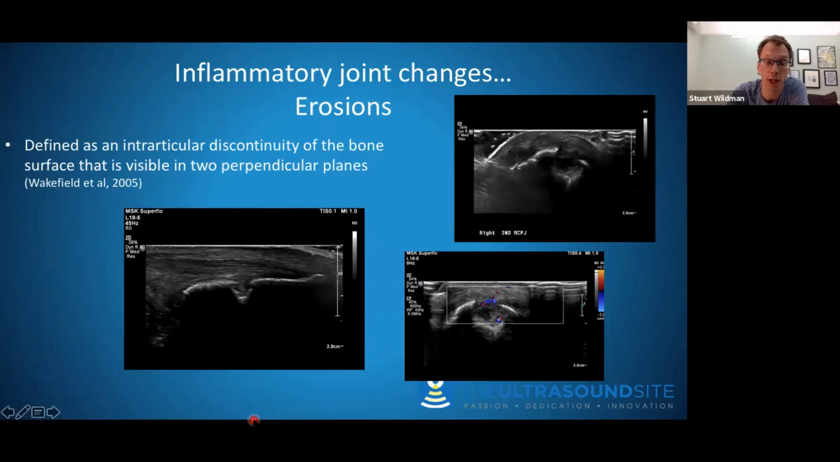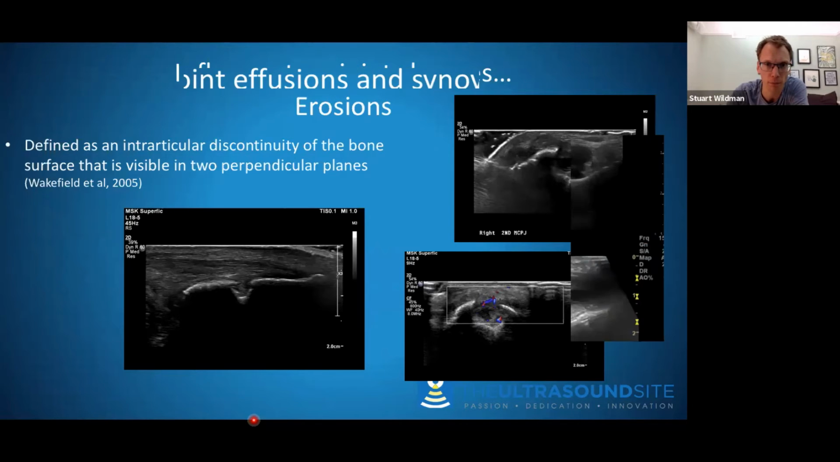But you can see erosive change reasonably well on things like X-ray, but ultrasound is much more sensitive at picking that up, particularly in an early stage. And obviously that can help with patient management.